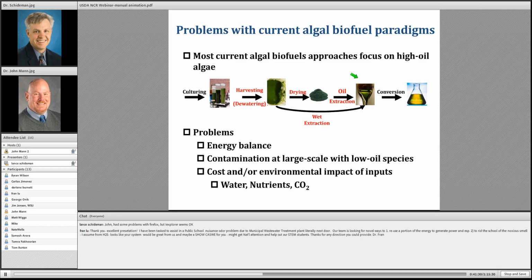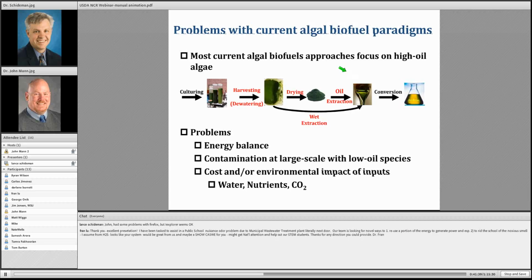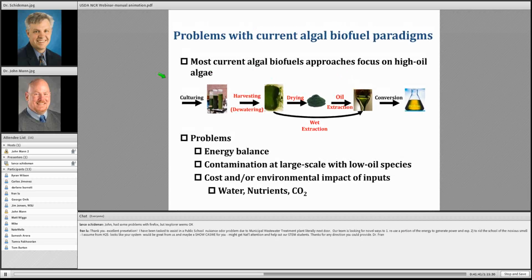The problem is that if you do this path, which is done for soybeans, you spend a lot of energy on drying because algae is a lot wetter than soybeans and other terrestrial feedstocks. So we have a problem with energy balance if you go the normal route, and there are currently lots of people who work on wet extraction methods to try and avoid that step.